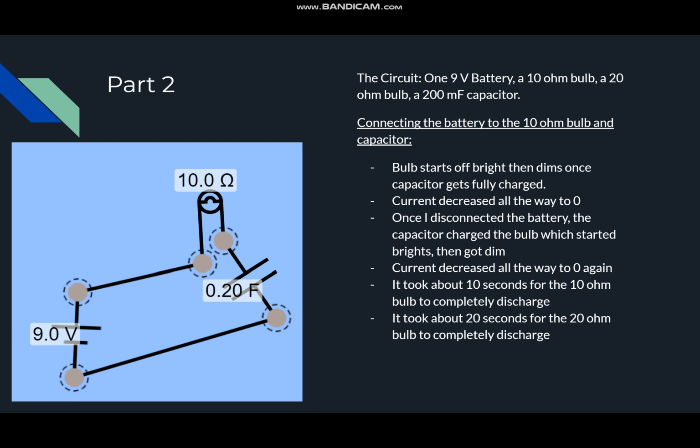Then I disconnected the battery and the capacitor actually powered the bulb, and it started off very bright and then it got dimmer and dimmer until current decreased all the way to 0 once again. For the 10 ohm bulb, it took around 10 seconds to completely discharge. For the 20 ohm bulb, it took twice as much time, 20 seconds, for the bulb to completely discharge. And this is using the stopwatch given with the online program.